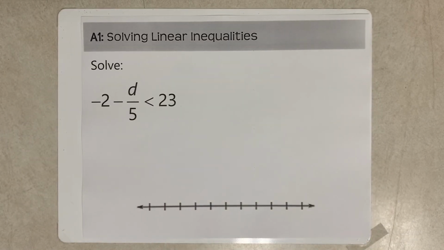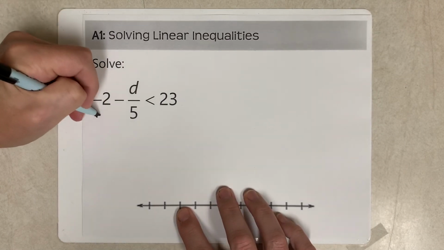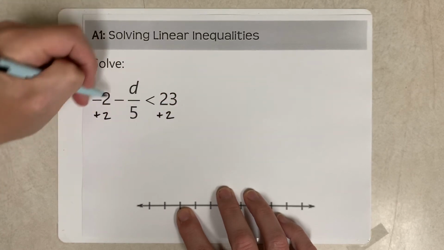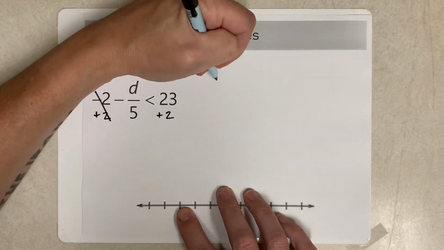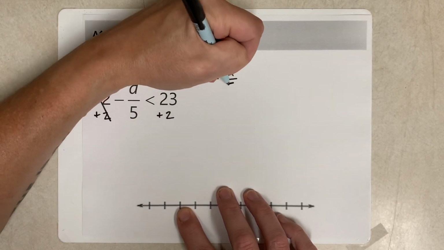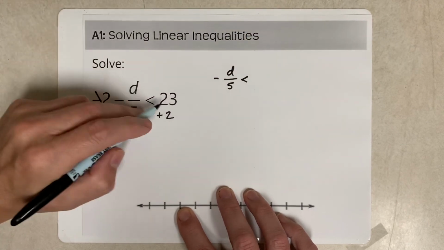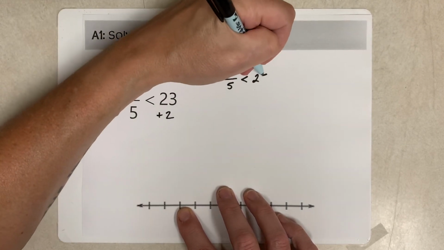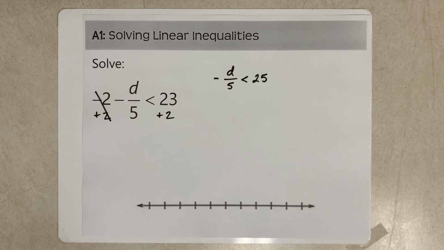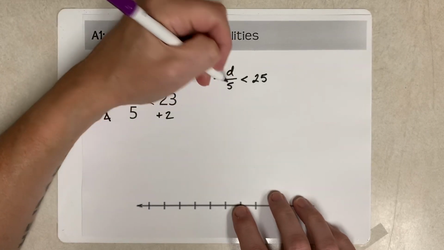Okay, so here we have one. It's just got a variable on one side, so that's good. And so I would add 2 to both sides, and I've now got -d/5 less than 23 plus 2 is 25. So I've got a choice. I'm going to go ahead and multiply both sides by positive 5 to see what happens. I know I'm going to have to get rid of it anyway.